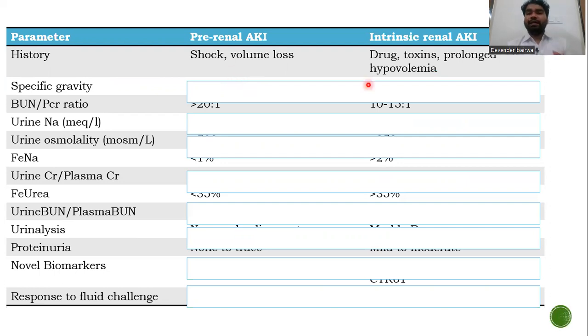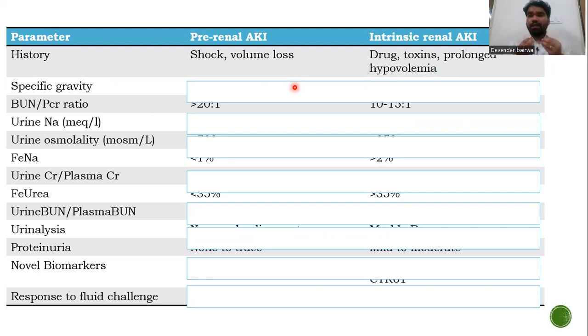In case of intrinsic renal AKI, all the causes of pre-renal AKI can also lead to intrinsic renal AKI if they are for a prolonged time. Apart from that, there can be nephrotoxic drugs and toxins that can lead to intrinsic renal AKI. Now, understand this: when kidneys are functioning fine, they can produce any amount of urine they want to.